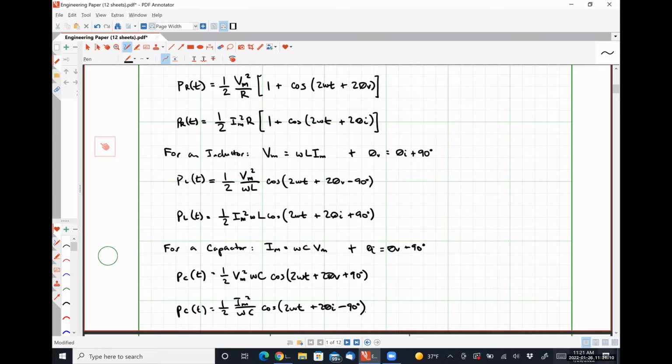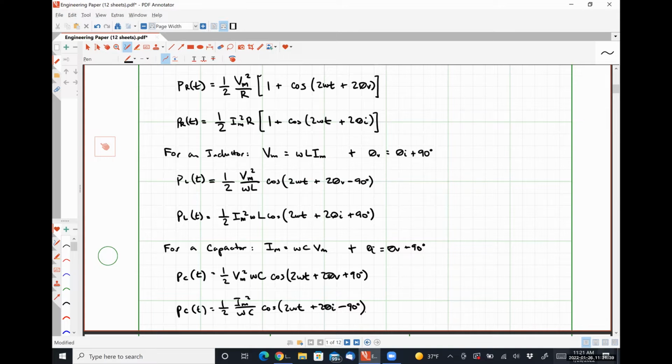The theta I is equal to theta v plus 90 degrees. Yes, theta I is equal to theta v plus 90 degrees. So for a capacitor, the current is always 90 degrees ahead of the voltage, so the current is leading. All right, so those are our instantaneous power relationships for our specific elements.